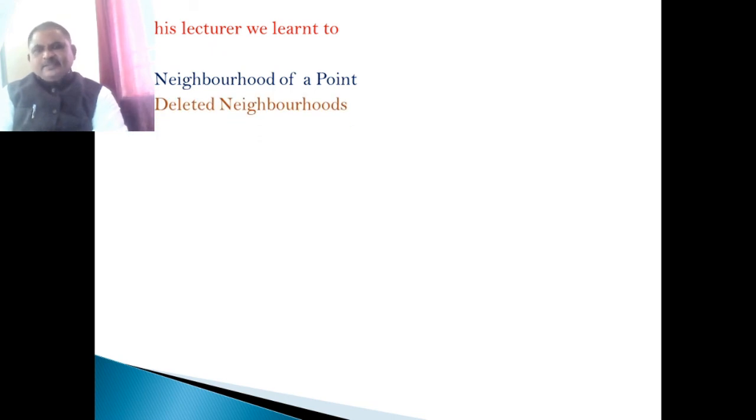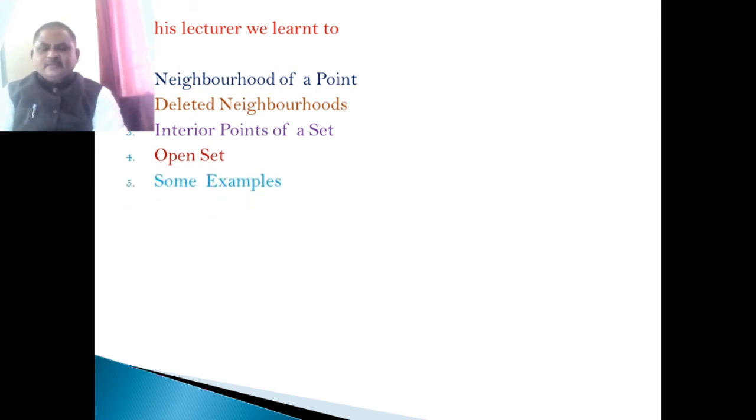In this lecture, we learned, first, what is meant by a neighborhood of a point. Second, what are related neighborhoods. Third, the interior point of a set. Fourth, the open set. And some examples on the open set and interior point of a set.